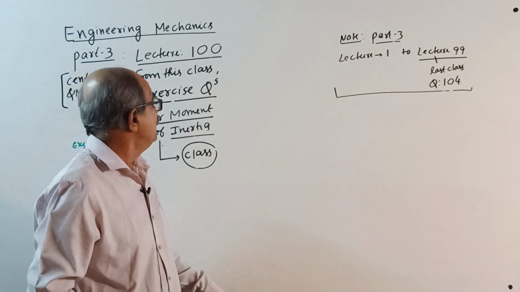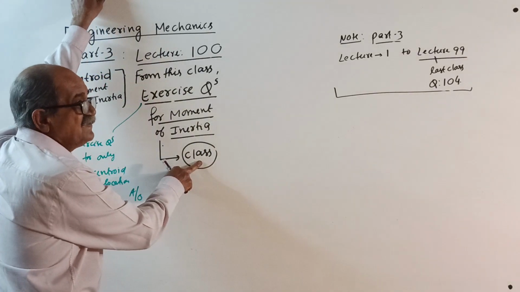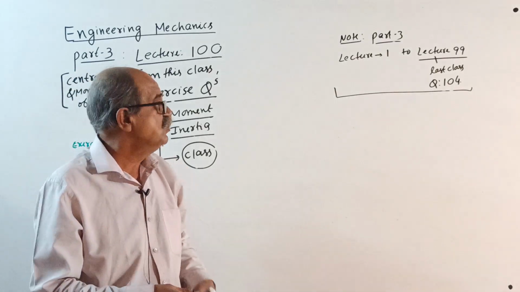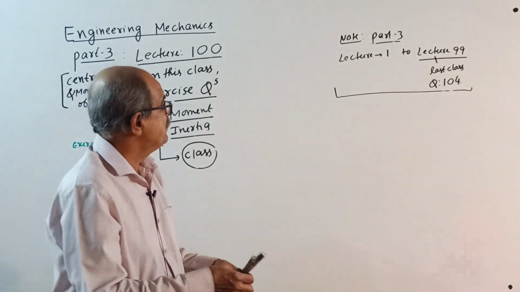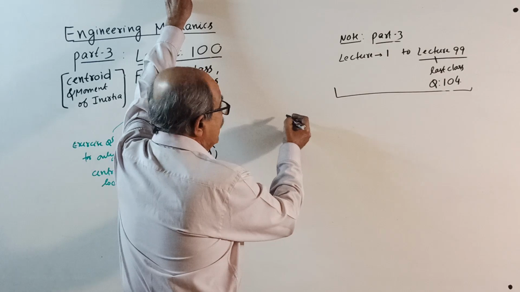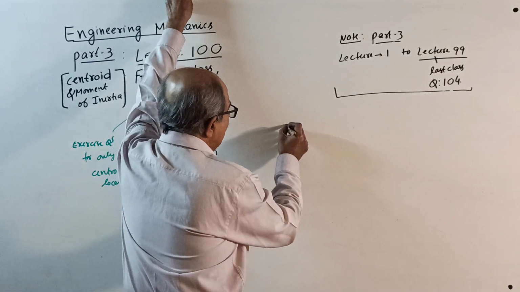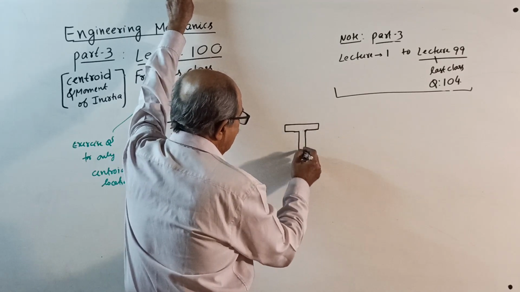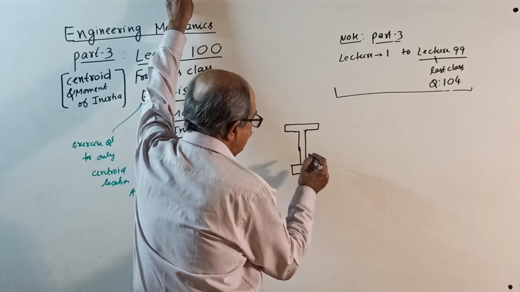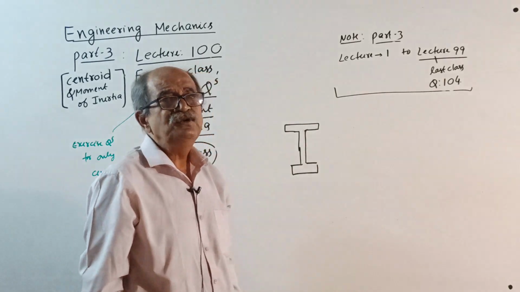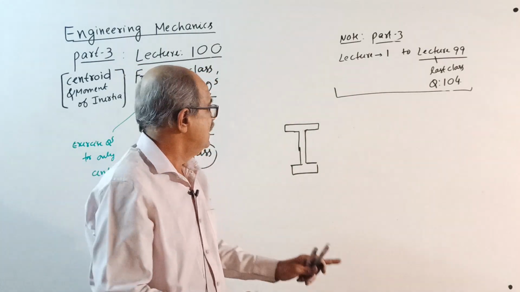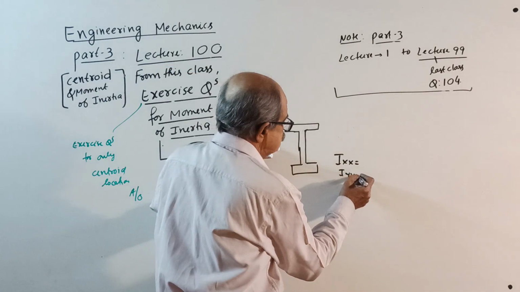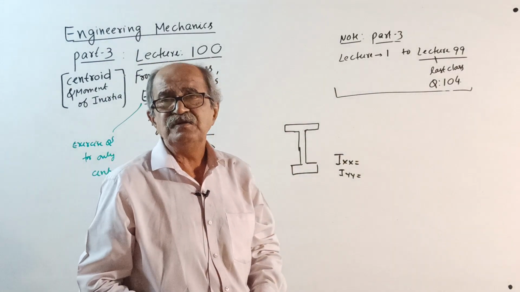Since it is an exercise question, I will tell you what the textbooks do. I will give a simple example. Some question: an I section is given here, not fully symmetrical, with one unsymmetrical axis. Find the moment of inertia about the centroidal axis is the question. Then dimensions are given, and there only the answer: Ixx equal to, Iyy equal to, over. This is called an exercise question.